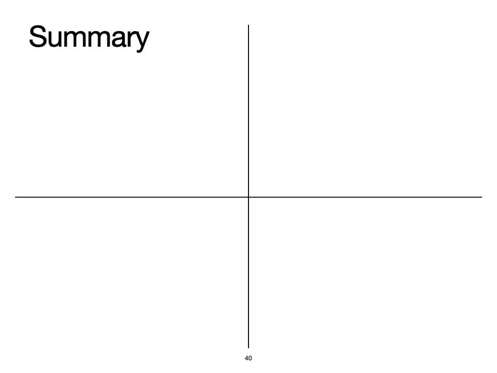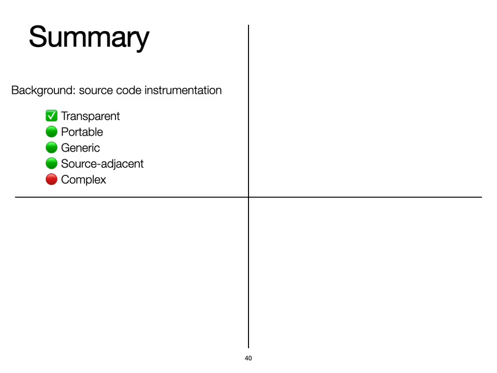I am now going to wrap up this presentation with a short summary. We started with the background where we introduced source code instrumentation. We stated that it should be transparent and that it has several key strengths. It is portable across language runtimes. It is generic and applicable to a wide range of analysis, and it provides insights that are adjacent to the source. The main drawback is that it is complex and requires a lot of manual effort.